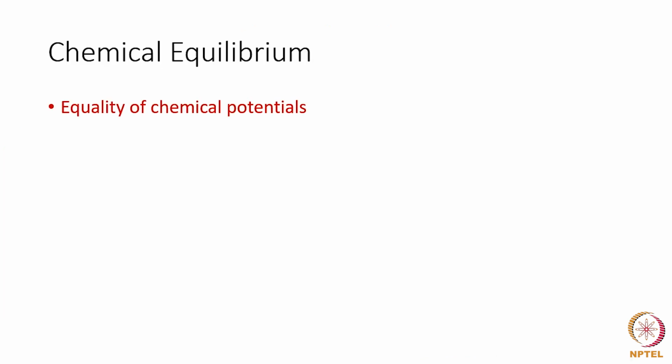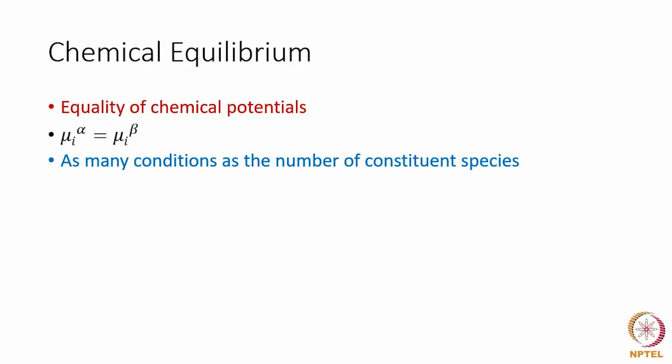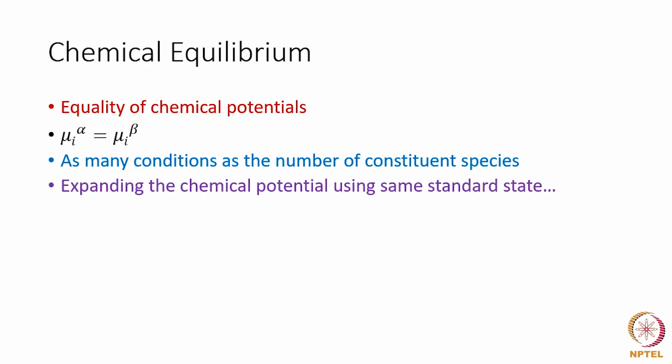So chemical equilibrium we can propose as basically the equality of chemical potentials, and we write that as mu I alpha is equal to mu I beta, and we write as many of those conditions as the number of constituent species. And what we do later on is, by expanding the chemical potential using the same standard state for all the conditions, we can introduce the concept that chemical equilibrium can also be called equality of activities. So we have first said equality of chemical potentials, but then by expanding chemical potential in terms of the activities of those species using the same standard state, we will see that it is equal to saying that the activities of the species across the two phases should be the same to achieve chemical equilibrium.